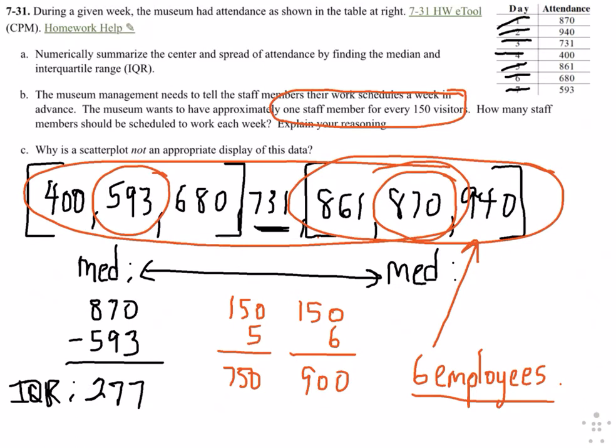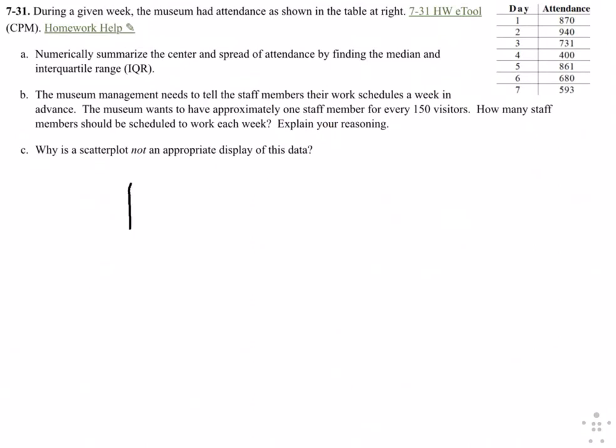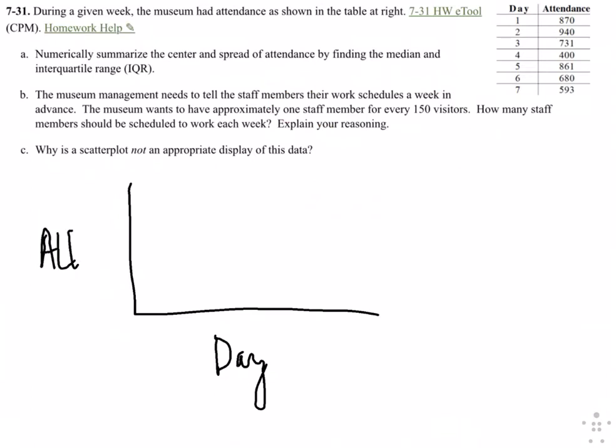It's asking why the scatter plot is not an appropriate display of this data. So if I clear all this, and I had my scatter plot, I guess you would put the day down here and then the attendance over here. So this would be 1, 2, 3. These days are not numbers, so it's not like as the days increase from 2 to 3 to 4, these are just days, Monday, Tuesday, Wednesday. This really doesn't tell us any information. If the graph was like this, it doesn't tell us anything. We're not looking for a correlation between as days increase, because days don't really increase. Just because day 3 is after day 2 doesn't mean it's a larger day.